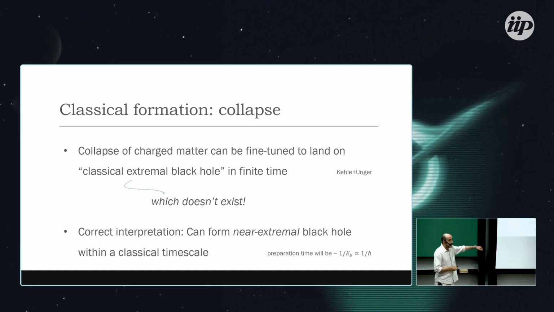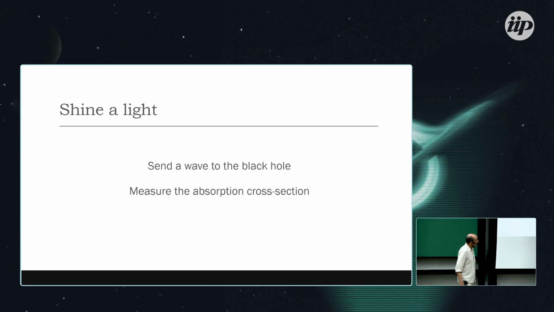There's also the caveat here that if you want to prepare your initial data with enough precision, then, well, quantum uncertainty is going to hit you back, and that's going to take some time to prepare the initial state. But once you have it ready, then you let it go, and it will collapse and form this large quantum object. So that's for formation. Then we want to see the object. We want to observe it. We're going to shine a light on the black hole.